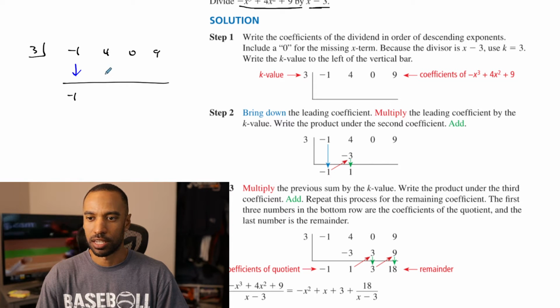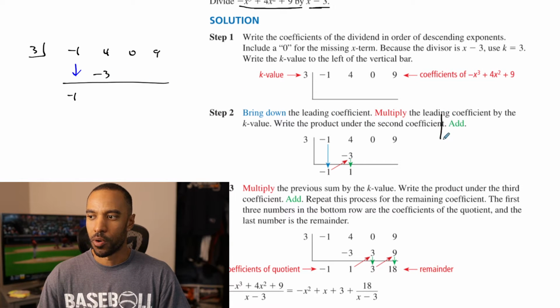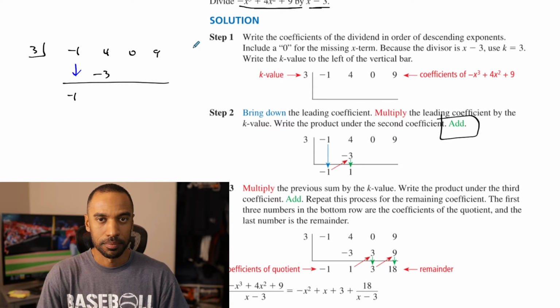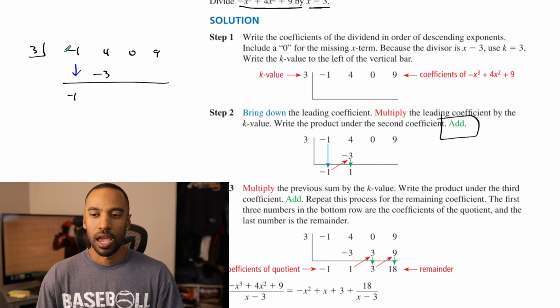Write the product under the second coefficient. -1 times 3 is -3. We write it there. Here's the big word: add. Don't subtract. Add. What is 4 plus negative, not minus? What is 4 plus -3? Well, that becomes 4 minus 3, which is 1.